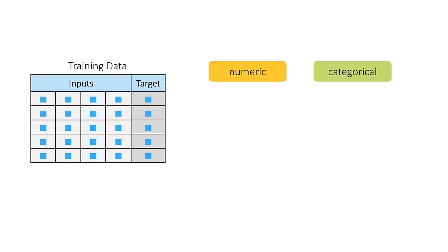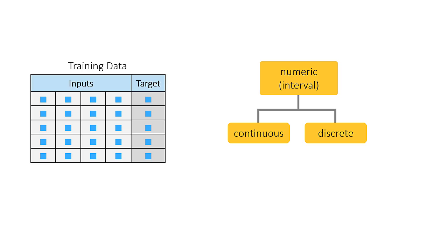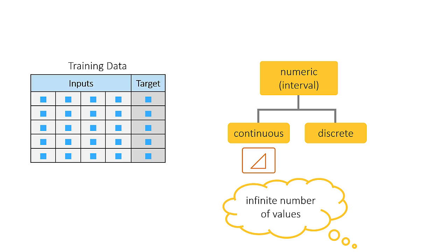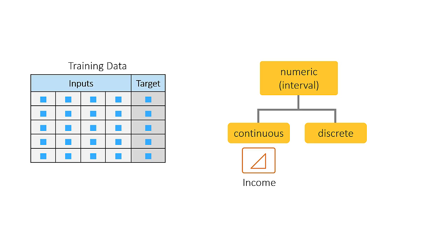A variable can be numeric or categorical. Numeric variables are also known as interval variables. Numeric variables can further be classified as continuous or discrete. Continuous variables can take on any one of an infinite number of values within a given range. Income is an example of a continuous variable. Of course, for practical reasons, income is typically rounded to no more than 2 decimal places. Discrete variables are counts. The number of items purchased is an example of a discrete variable.